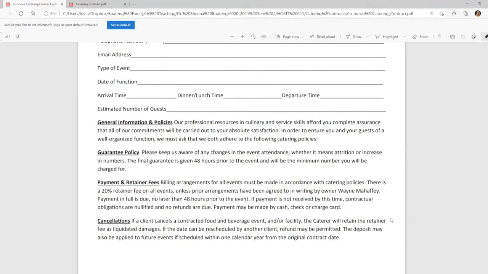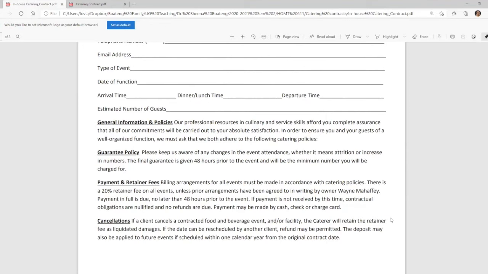They said if a client cancels a contracted food and beverage event and or facility, the caterer will retain the retainer fee as liquidated damages. The 20%. Good. They'll keep it as damages. If the date can be rescheduled by another client, a refund may be permitted, because that means that they'll get the money from another client. So they'll refund to you. But if they don't get another client, they'll keep the money as damages.